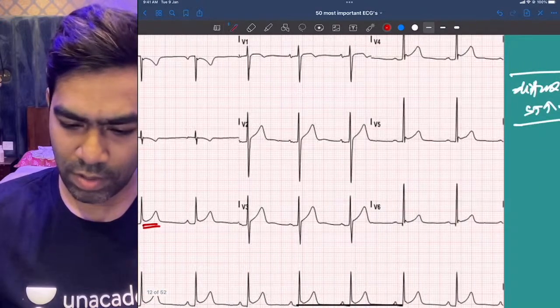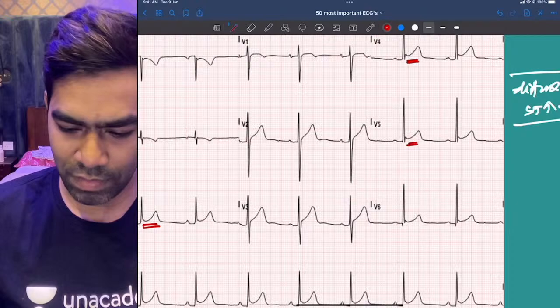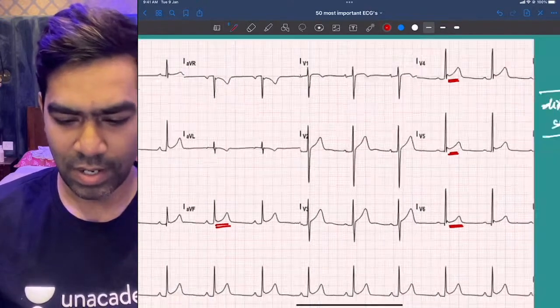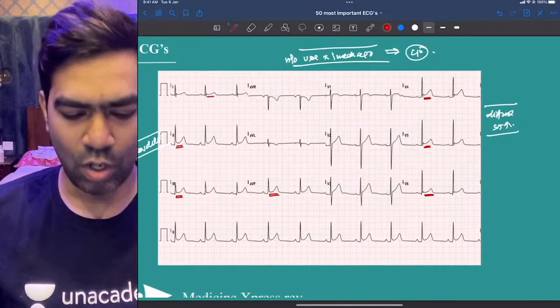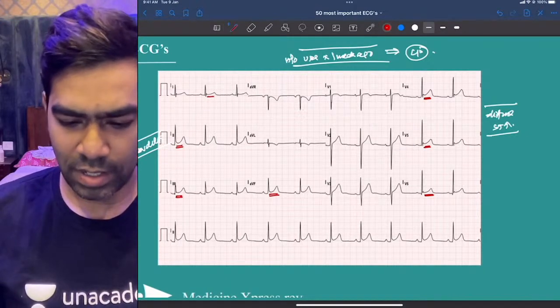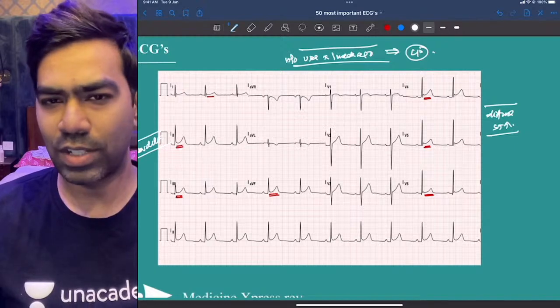And what about V4? Yes, you are able to see. V5 you are able to see, and V6 also a little bit of ST elevation is there. So this is a kind of a global ST elevation, that's what I can say. But more importantly, there should be some associated findings to say it's a pericarditis.